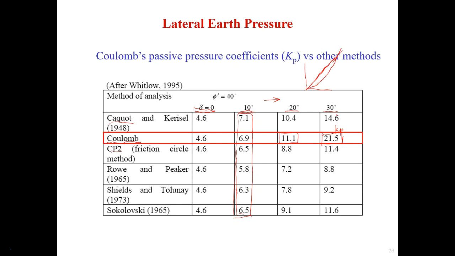So if there's any assumed high wall friction, that's equivalent to a big delta angle, don't use Coulomb's passive earth pressure coefficient to do the calculation. Coulomb's method also does not tell you how the lateral stresses are distributed, so often a triangular distribution, as in Rankine's case, is assumed.